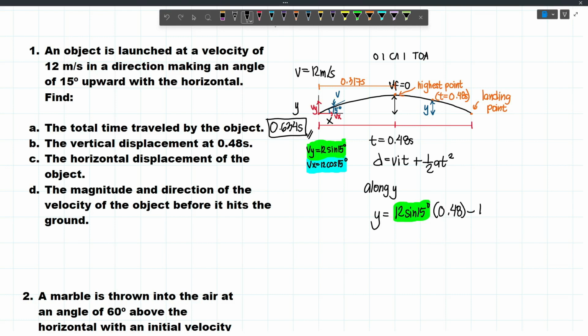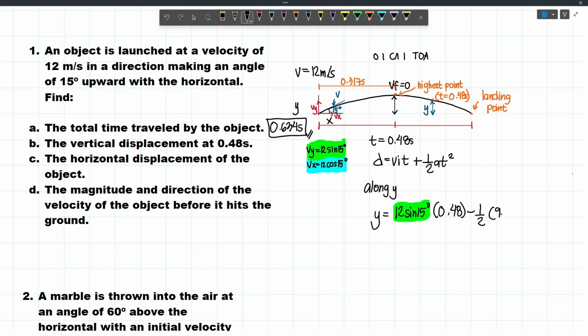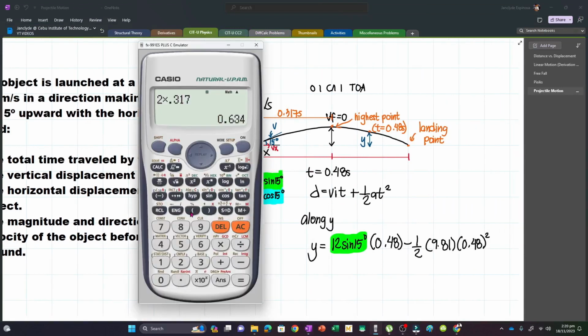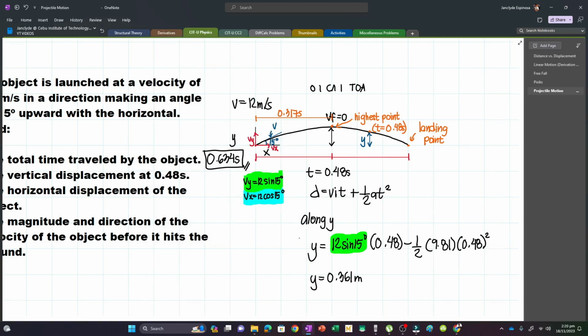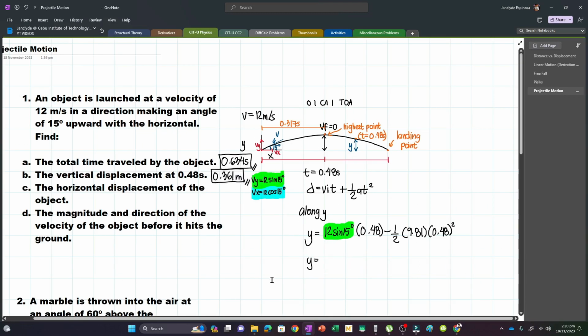So this will be minus 1/2 kay again nag-push ang gravity against sa imong object, and then multiplied by 9.81 and then multiplied by t squared. Ang t kay 0.48 and then squared. Tumana na siya. Let's input that sa atong calculators. 12 sine 15 times 0.48 minus 1/2 times 9.81 and then times 0.48 squared. And so that will be 0.361. So y is equal to 0.361. And then ang unit ana is meter. Kay distance naman ang question. So mao na itong answer. And so atong lang ni siyang i-copy dire. Kana for number 2. And then our next question is what is the horizontal displacement of the object?